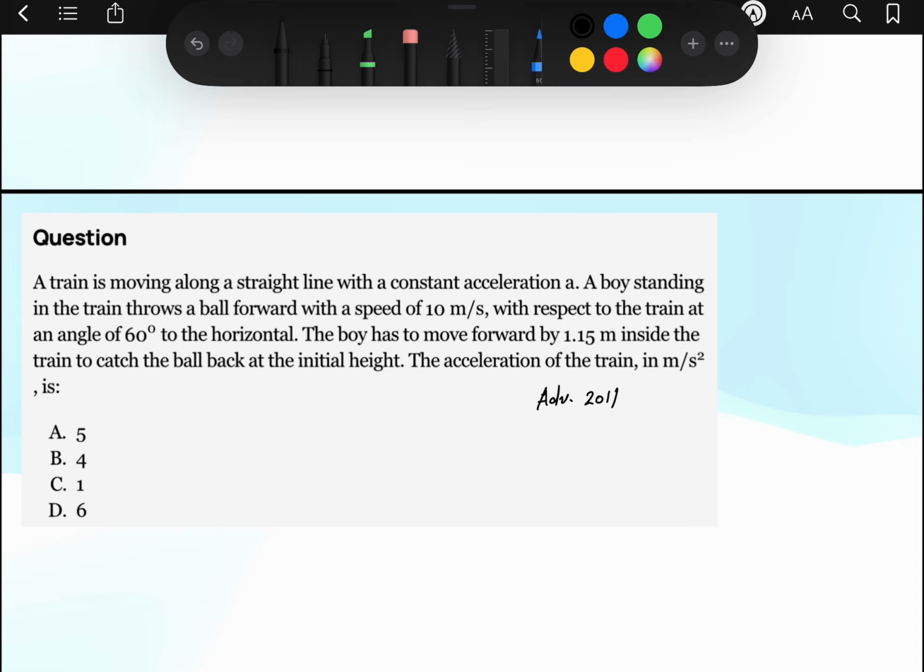The boy has to move forward 1.15 meter inside the train to catch the ball back at the initial height. We have to find what is the acceleration of the train.